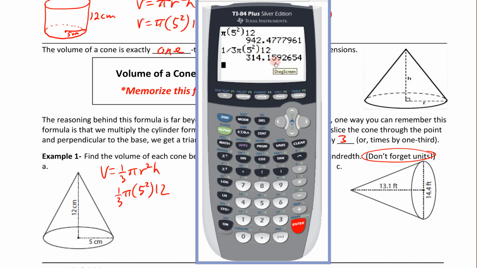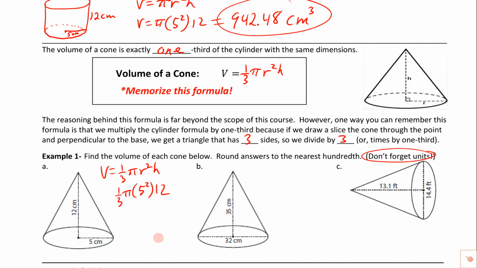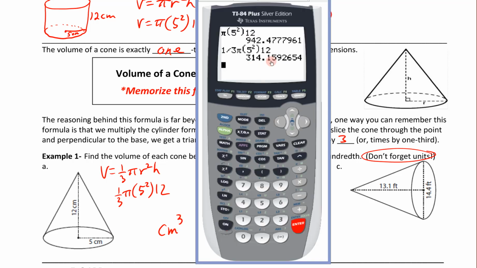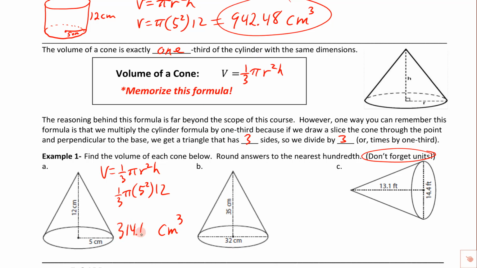We're going to round to the nearest, let's see, hundredth. So that's going to be a 6. Now, before we write that down, remember, we want to write down the units. So this is going to be in centimeters cubed, and then we'll find what the number is, 314.16. So 314.16, and that would be centimeters cubed.